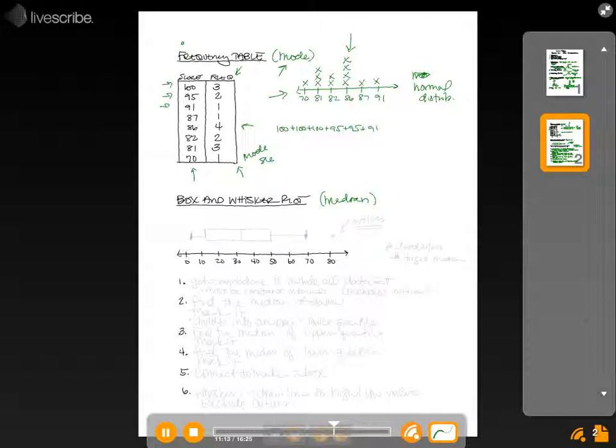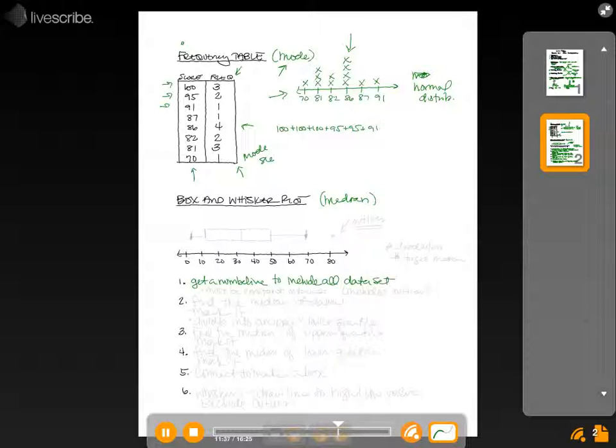Now there are several steps to finding a box and whisker, and we're going to go through those. I'm not going to give you an example, but I'll go through the steps as we go. Okay, step 1 is to get a number line to include all of the data set.